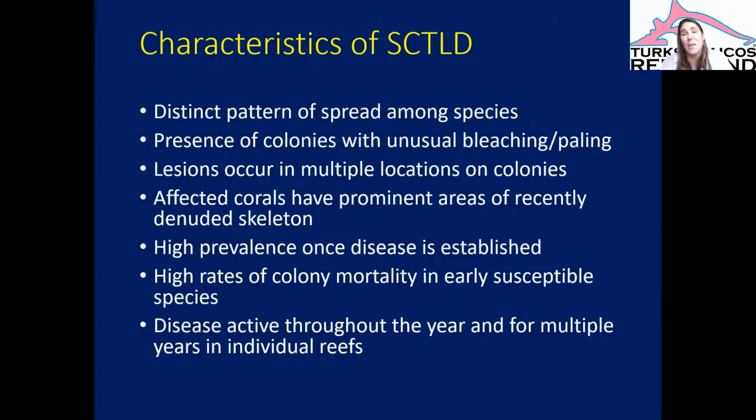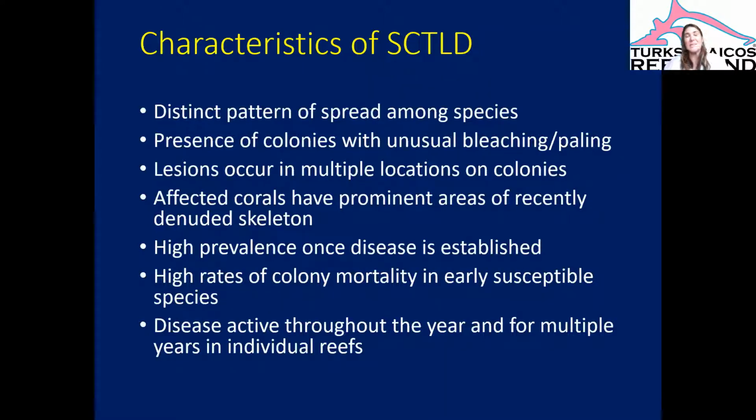Once the disease is established in a region, there is high prevalence. And that is true. We can go along the reefs of Northwest Point, West Caicos, Grand Turk. There is a high prevalence, South Caicos, there's a high prevalence of this disease. And once it's established on a reef, you're going to start seeing it encroach to that 66 to 100% of corals of that species affected. Remember when we looked in section 2 at background disease and SCTLD specifically. And of course, high rates of colony mortality in the early susceptible species especially.